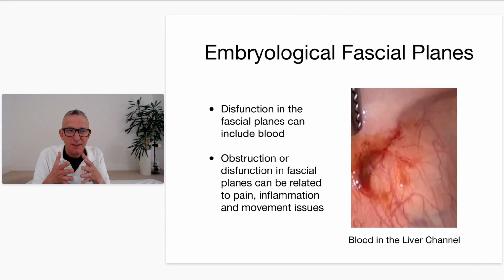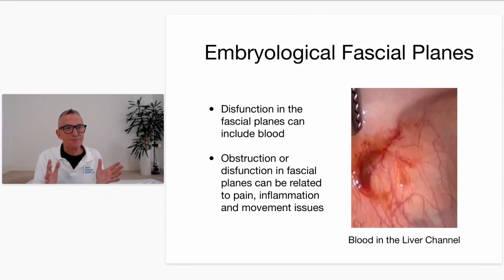And some of the things that can go wrong, you know this from Chinese medicine, you can get damp and blood and stuff like that in the channels. And there's an example of actual blood in the actual liver channel there, because you can see that red bit of blood there, and that shouldn't be there. It should be nice and clean and unobstructed, okay?